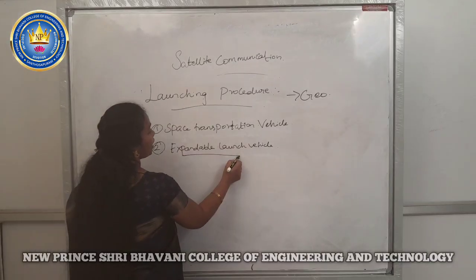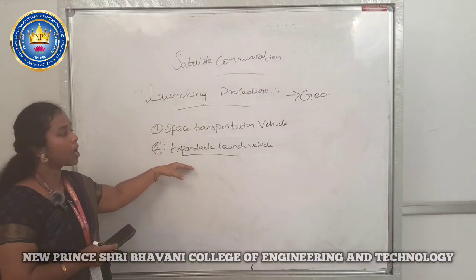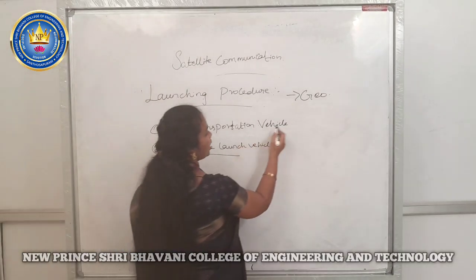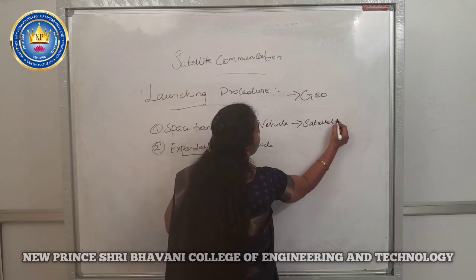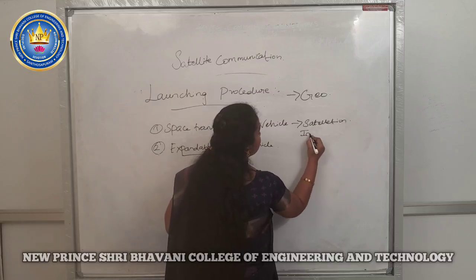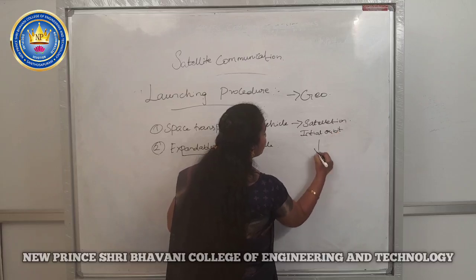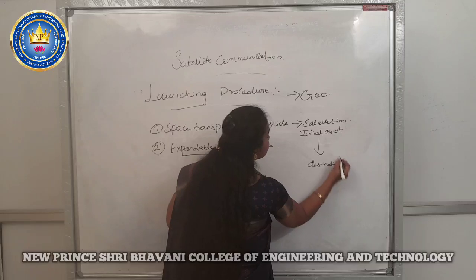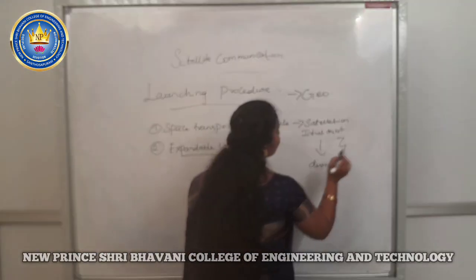Then we move on to the expendable launch vehicle. It is used only in Europe and USA activities. Now in India we use the space transportation vehicle. By this transportation vehicle we send the satellite to the initial orbit, then it moves on to the destination orbit. This condition is called the Hohmann orbit.